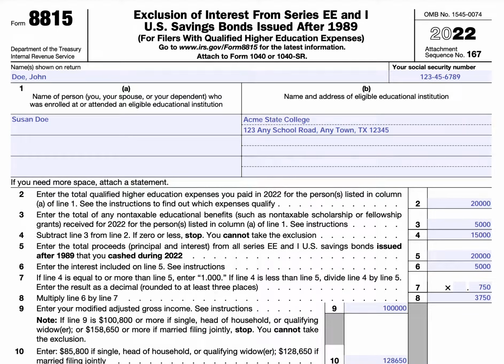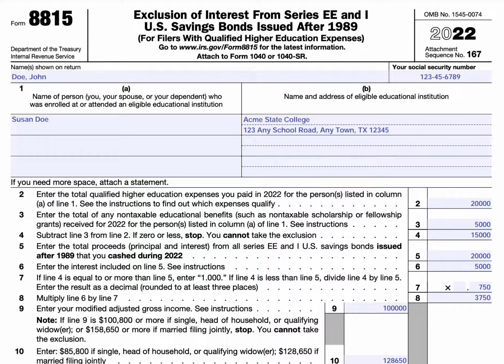IRS Form 8815, exclusion of interest from Series EE and I U.S. savings bonds issued after 1989. So the federal government has a tax incentive for people who use savings bonds, or U.S. savings bonds specifically, to pay for qualified higher education expenses.